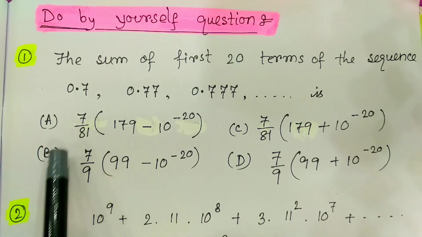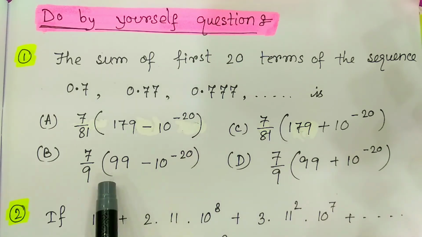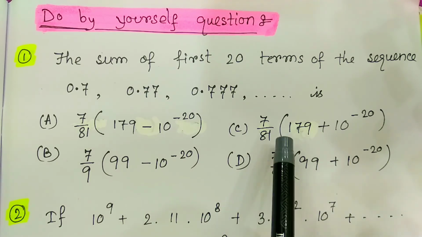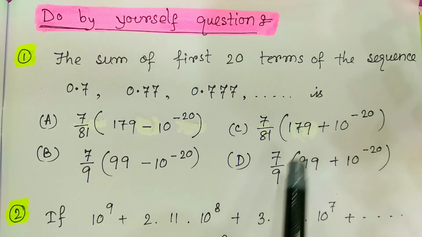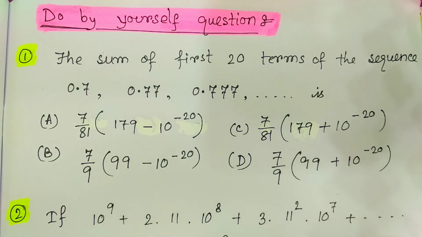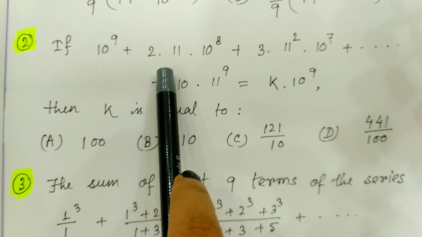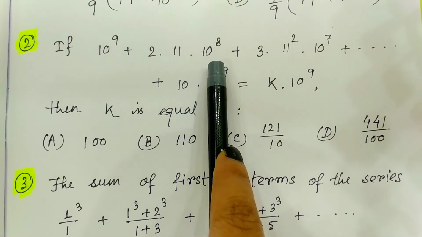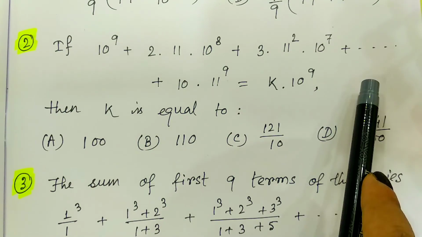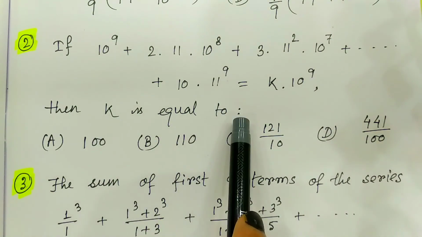Option A is 7 by 81 into (179 minus 10 to the power minus 20). The second option is 7 by 9 into (99 minus 10 to the power minus 20). The third option is 7 by 81 into (179 plus 10 to the power minus 20). And the fourth option is 7 by 9 into (99 plus 10 to the power minus 20). Now the second question for you: 10 to the power 9 plus 2 into 11 into 10 to the power 8 plus 3 into 11 square into 10 to the power 7, in this way, if this series is given and equals k into 10 to the power 9, then what should be the value of k?